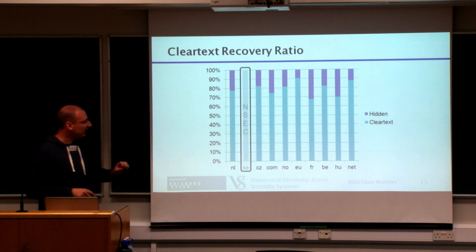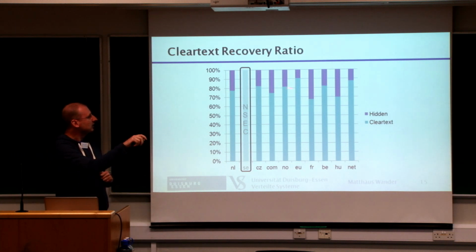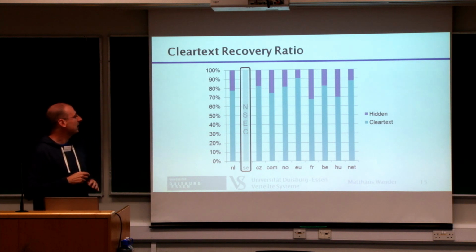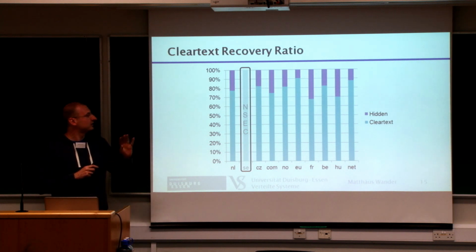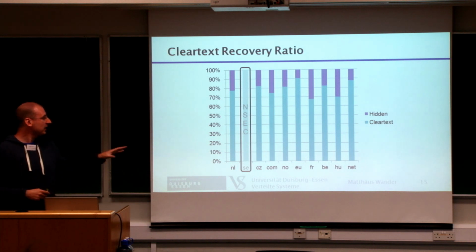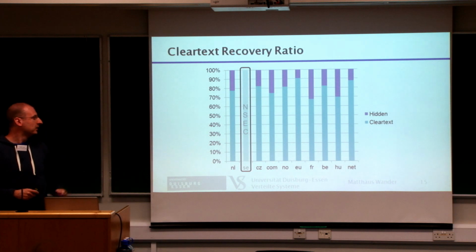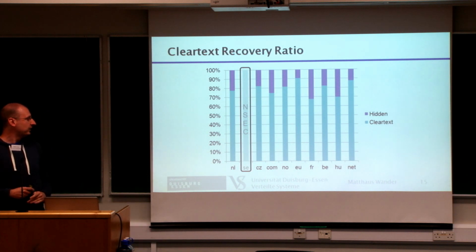For the other top-level domains, well, they are using NSEC3, and we have varying recovery ratios, around 70%, 90%. So on average, it's 80%. You can actually request zone file access from a couple of these top-level domains, but not all of them. So with the NSEC3 zone enumeration, you get access to domains that you wouldn't have been able to see otherwise.